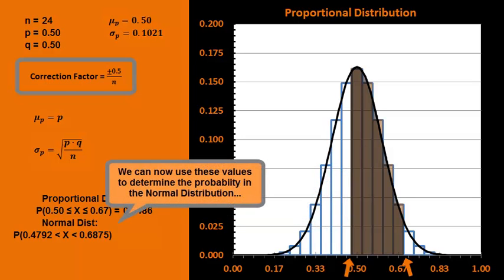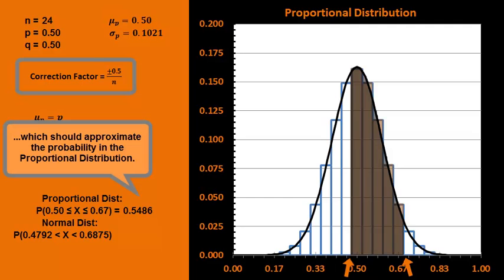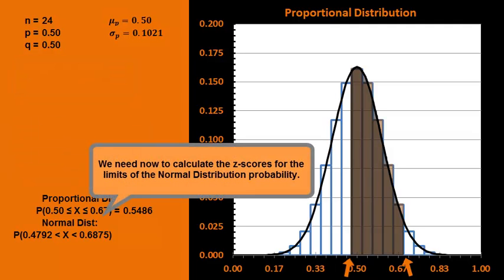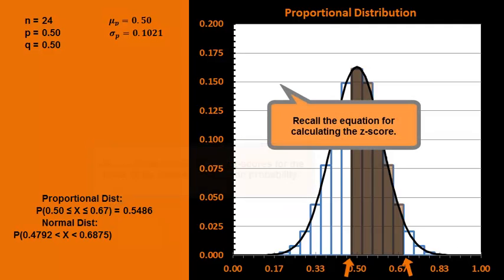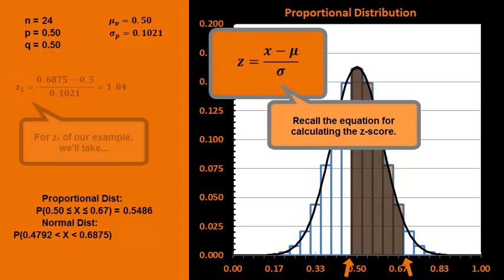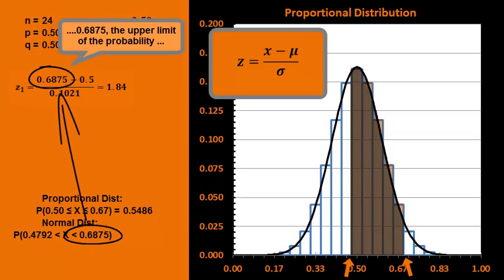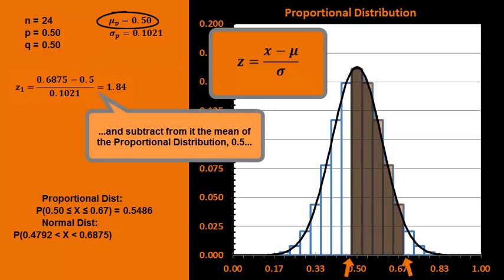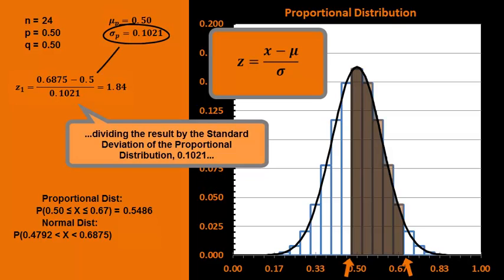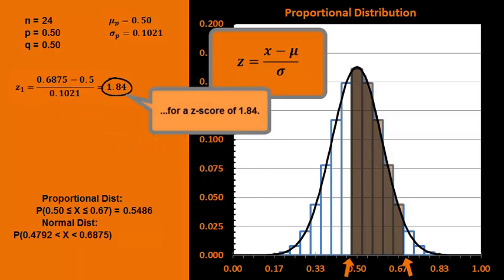We can now use these values to determine the probability in the normal distribution, which should approximate the probability in the proportional distribution. We need now to calculate the z-scores for the limits of the normal distribution probability. Recall the equation for calculating the z-score. For z1 of our example, we'll take 0.6875, the upper limit of the probability, and subtract from it the mean of the proportional distribution, 0.5, dividing the result by the standard deviation of the proportional distribution, 0.1021, for a z-score of 1.84.